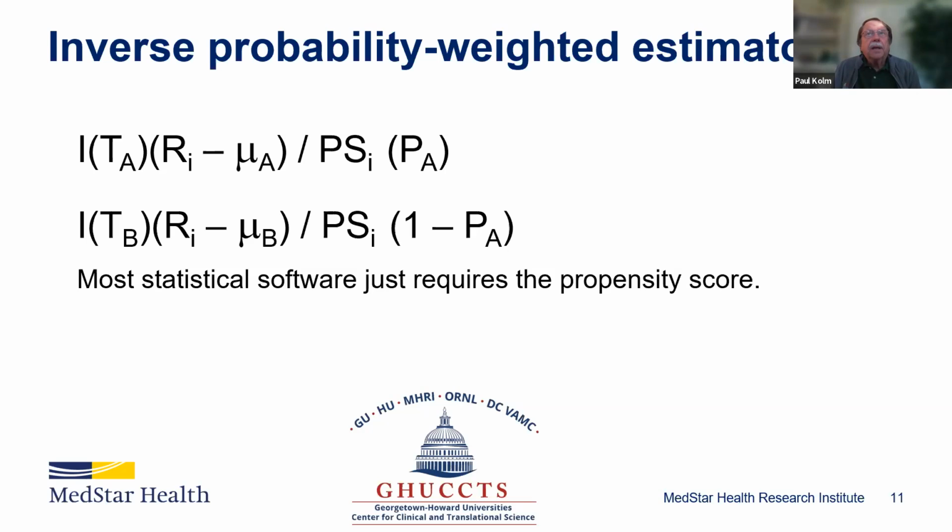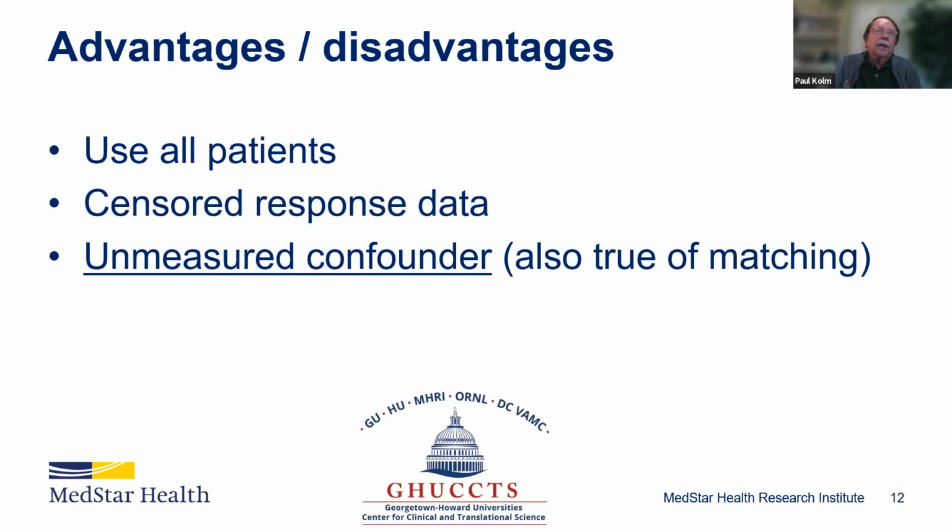And so what happens then is that because everyone has a propensity score or an inverse propensity score, then we can use all patients in the data set. And so the propensity score becomes the covariate that serves as the matching, but we can use all patients. And so then we can also analyze censored response data using this method.